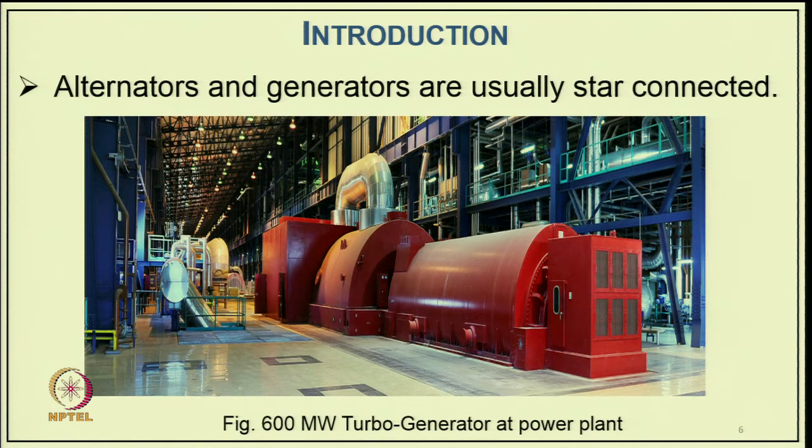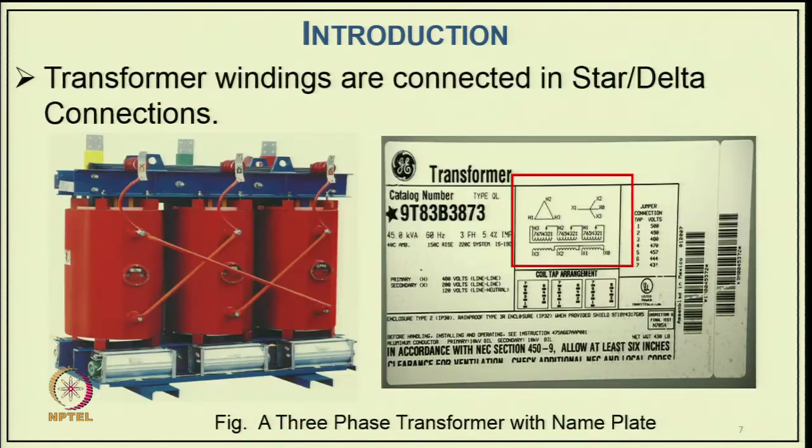Then the alternators and generators are usually star connected. Why are they star connected? As you can see here, a 600 megawatt turbo generator at a power plant. The reason is that you need the star terminal as a neutral terminal to connect the single phase load, because you have to feed not only 3 phase but also single phase load. Moreover, it is also used for the purpose of protection in generator systems.